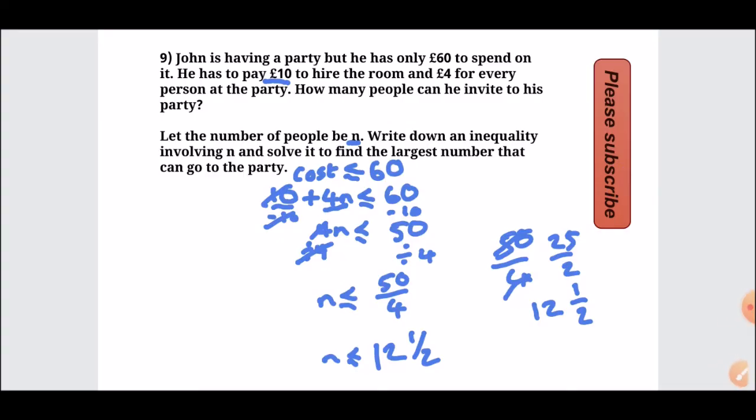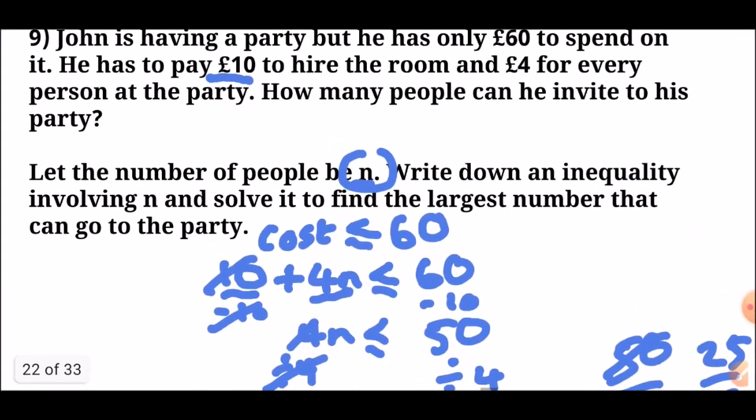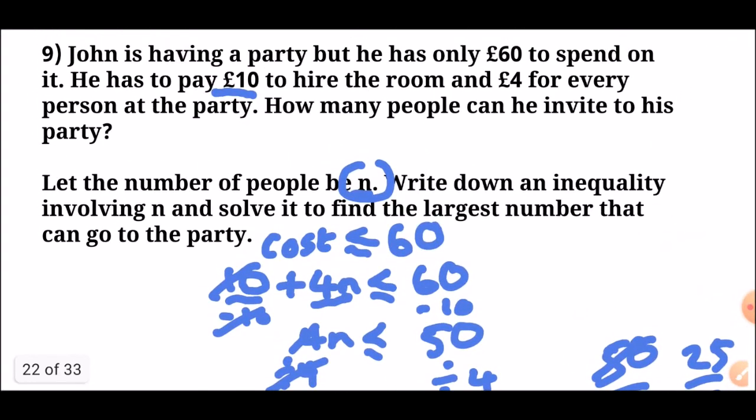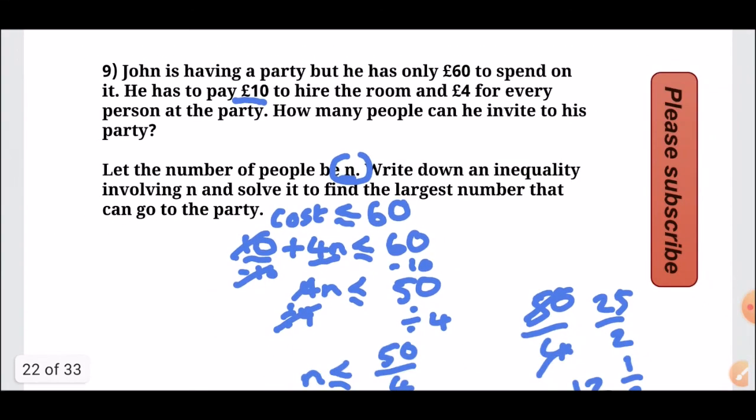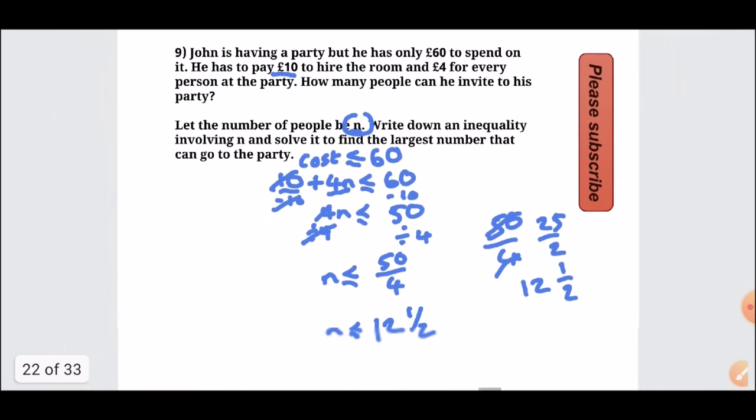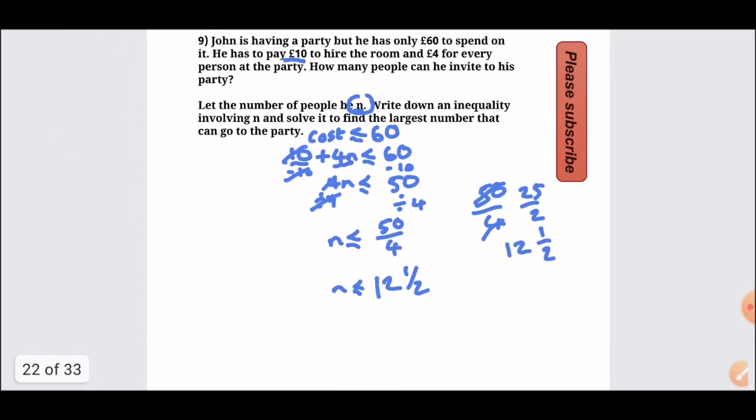So the answer was n has to be 12 and a half or less. What does that mean in terms of our question? n was the number of people. Now how can I have 12 and a half people or less? You can't really say that. So the largest number of people I could have is 12. I can have no more than 12 people, so the largest number of people I could have at the party is 12.